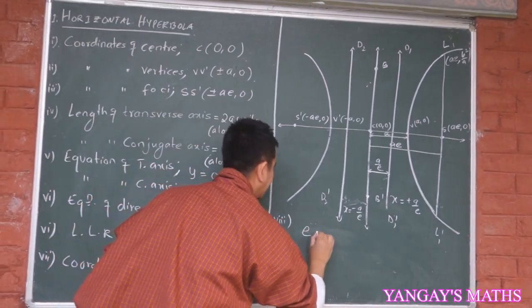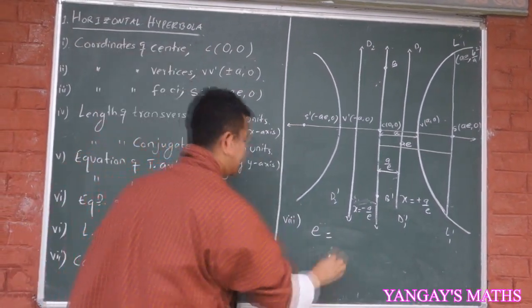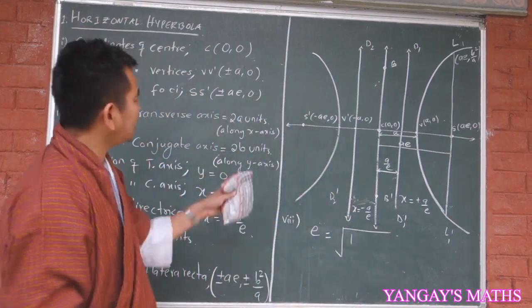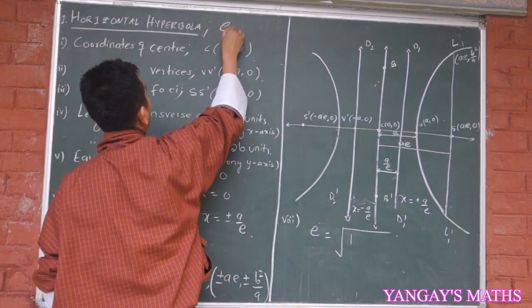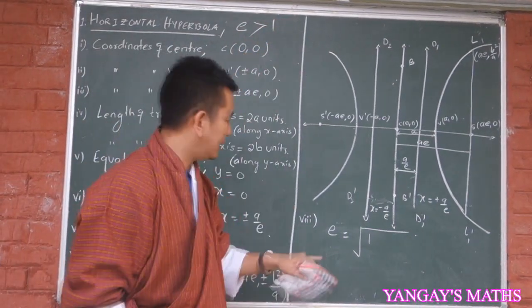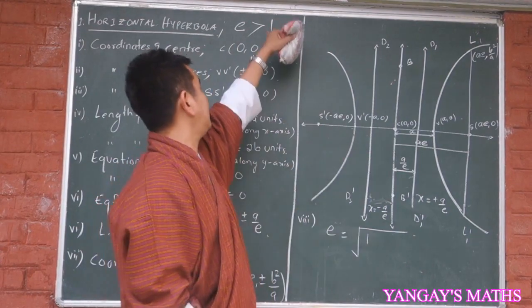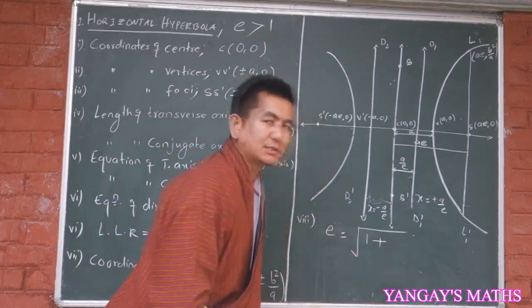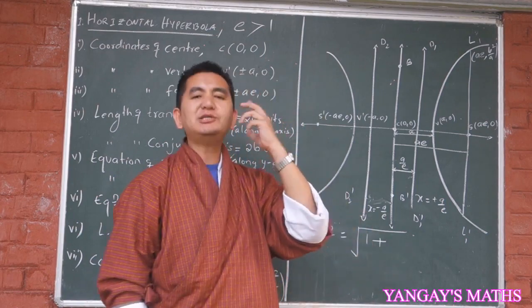We'll go to the eccentricity value. Now, eccentricity in this case is nothing but the square root of 1 plus. Here the eccentricity value is always greater than 1. In case of ellipse, the eccentricity value is less than 1. In case of hyperbola, the eccentricity value is greater than 1. For that, we have 1 plus, if you add, easy to remember.